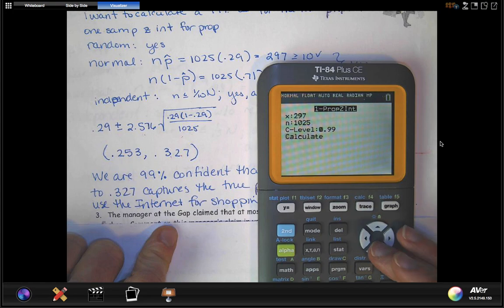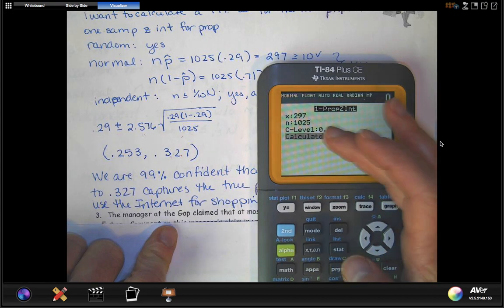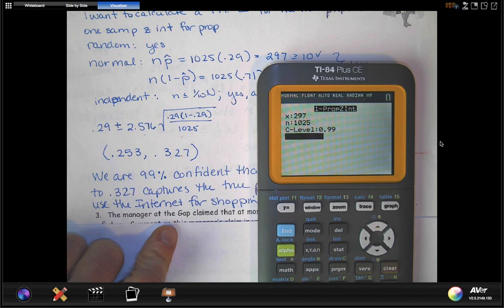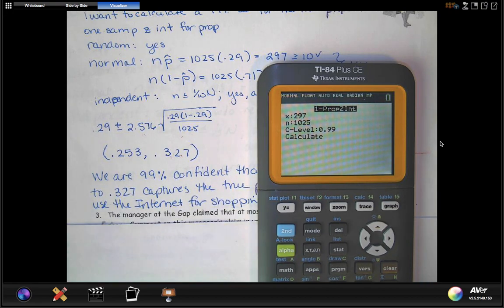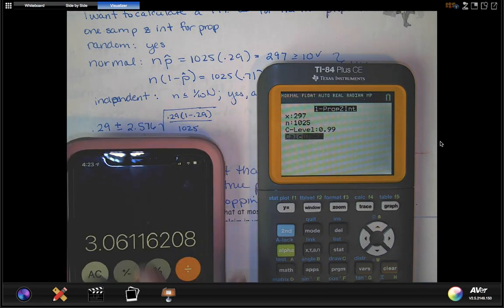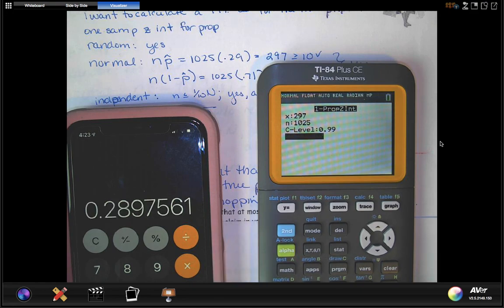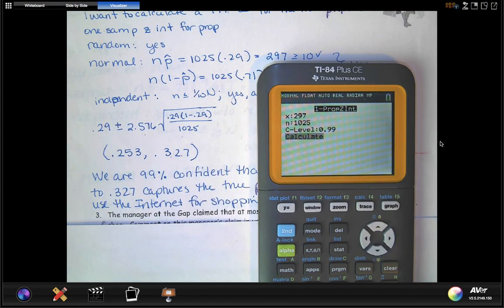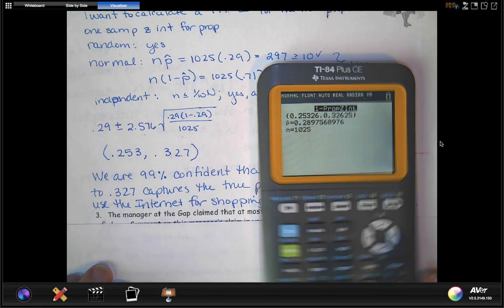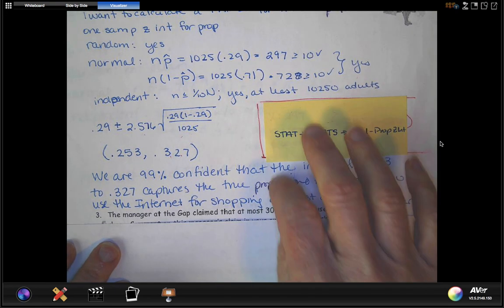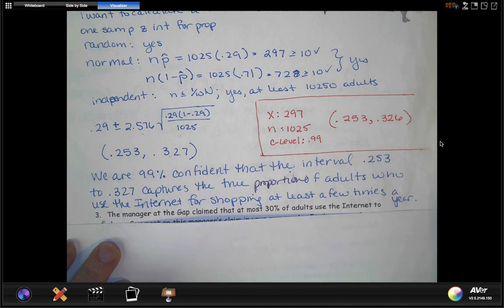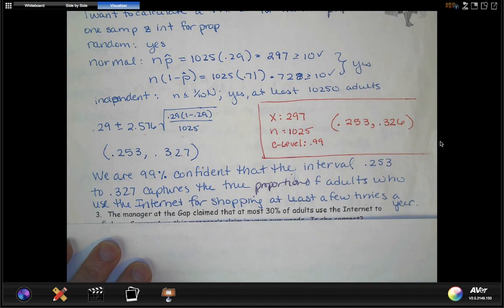When you round to the nearest whole number, if I take that 297 divided by the 1025, most likely, actually I'll show you here on my lovely phone. So if I do 297 divided by 1025, I get 0.2897. If I round that to 2 decimal places, it's 29%. Alright, so that's what's going on here. I hit calculate. Ready? Voila.